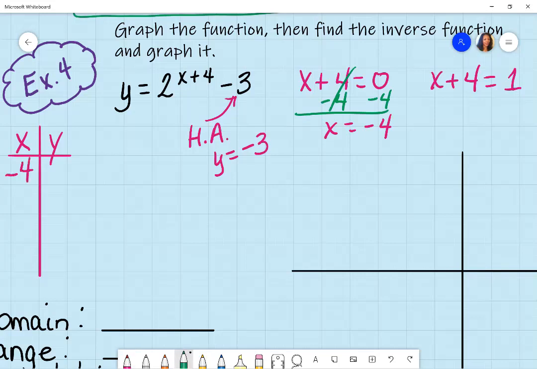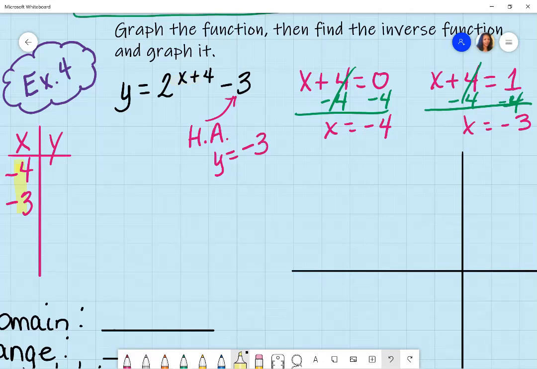I'm going to take that information, and that's what's going in my table. I'm going to do the other one as well. So -4, and x over here is -3. Let's just be consistent. Now I take that information that I just put in my table and I substitute it in. When I substitute it in, it's going to give me some answers for my y value, not answers. It's going to give me the output.